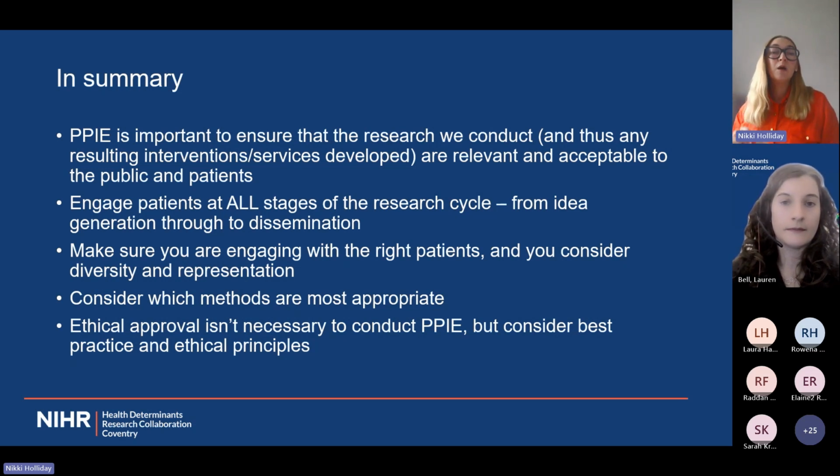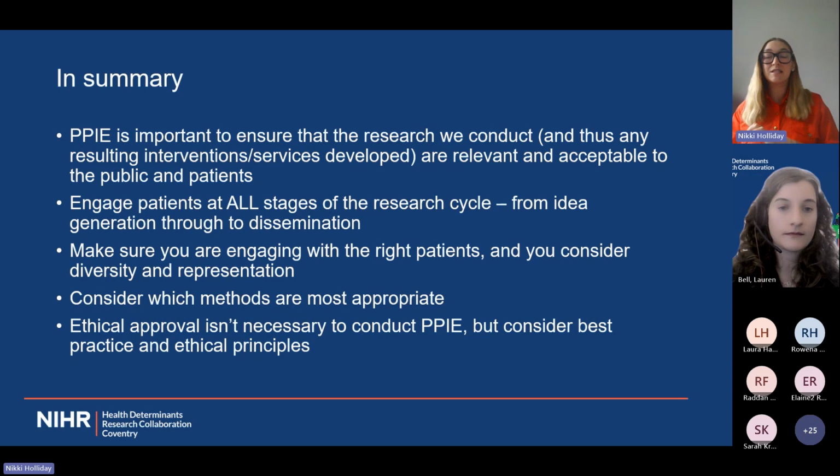rather than imposing our ideas on people. Make sure that you're engaging with the right patients and you're considering diversity and representation, and you're not ignoring people's voices. You could end up with something that at best doesn't fully address people's needs, but at worst you could harm people from not including the right voices. Consider which methods are most appropriate depending on where you are in the ladder of participation and what kind of feedback you need from people. And finally, ethical approval isn't always necessary, but still consider best practice and ethical principles when you're running your PPI.